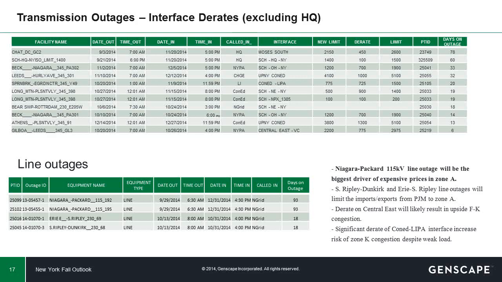We also have some South Ripley to Dunkirk and Erie to South Ripley. Now these lines are much less impactful, only going to be down for about 18 days. But they are tie lines between PJM, and another big driver of that Zone A congestion is the amount of PJM imports coming in over the AC, especially on the 230 system. So as those go in and out, we have seen it drive and alleviate some Zone A congestion.